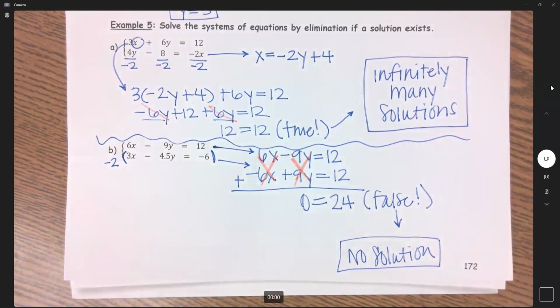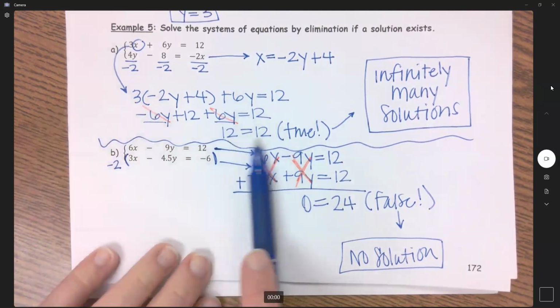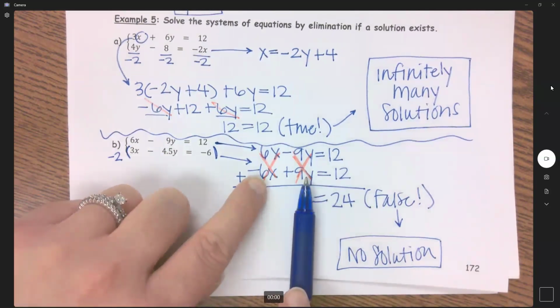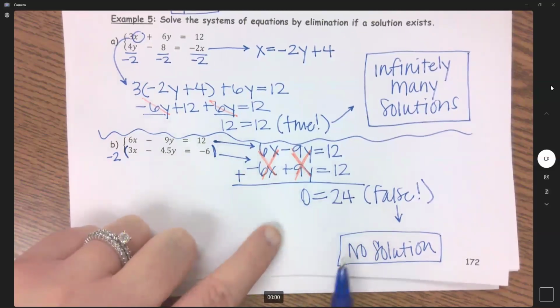Okay, so these are my two special cases. When the variables cancel and what I'm left with is a true statement, it's infinitely many. When my variables cancel and I'm left with a false statement, it's no solution.